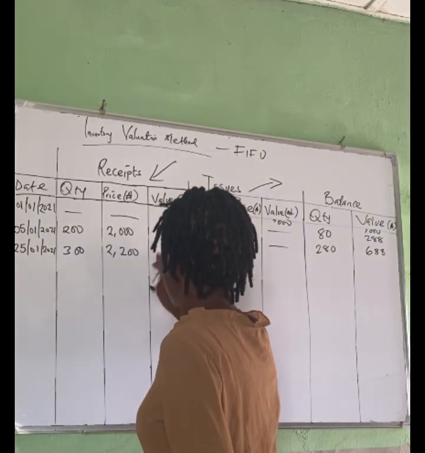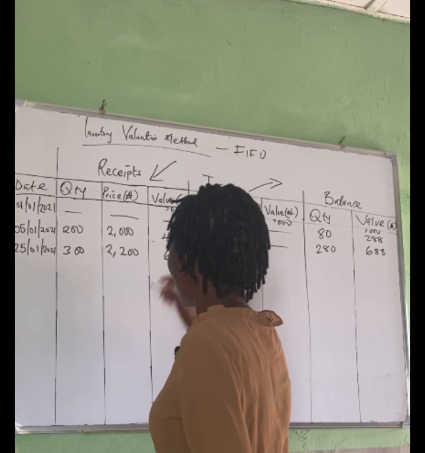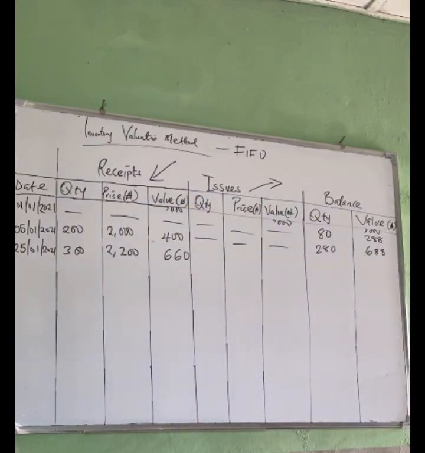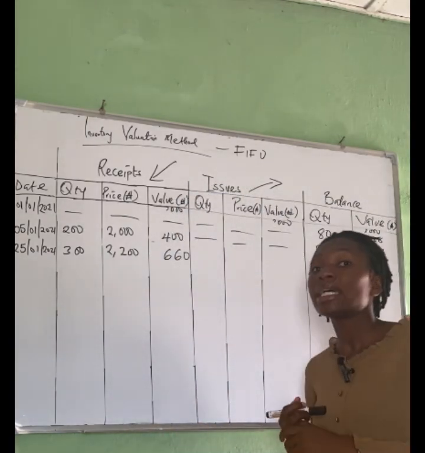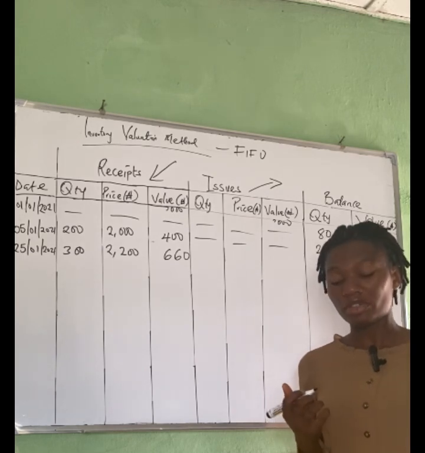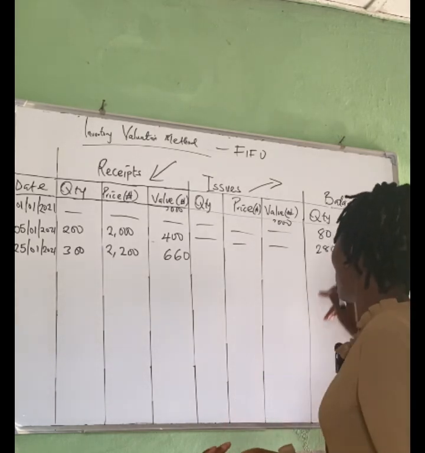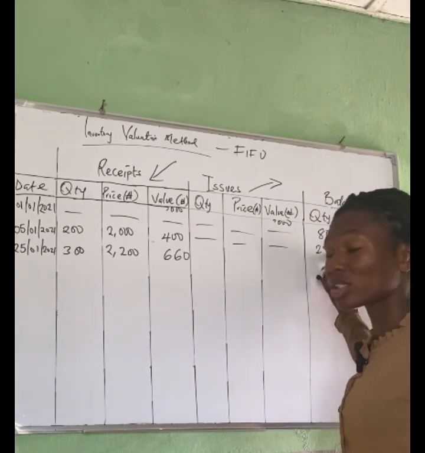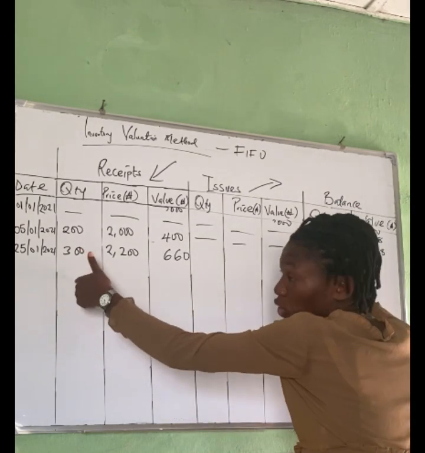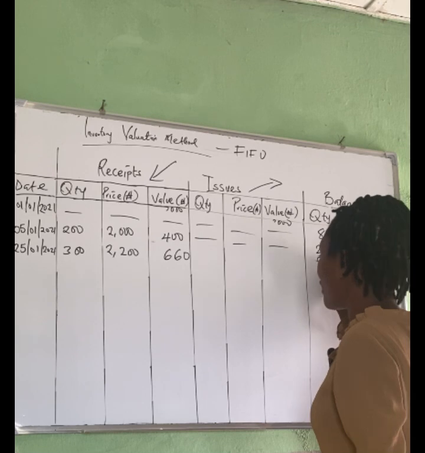That will be having 660,000, all right. Now we still have to balance. This is a receipt. It means that the balance at the end of the year is going to be on increase, right? So we'll add up. This is the previous balance, so we are adding the new receipt to give us what?